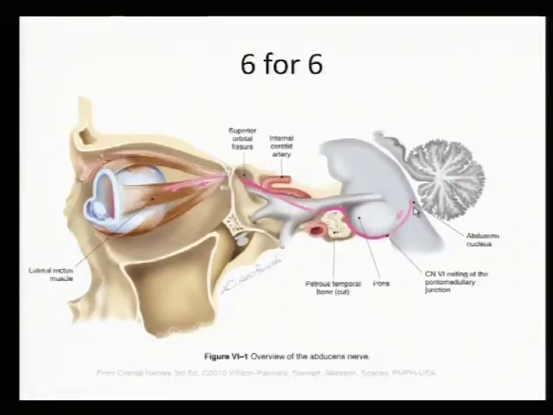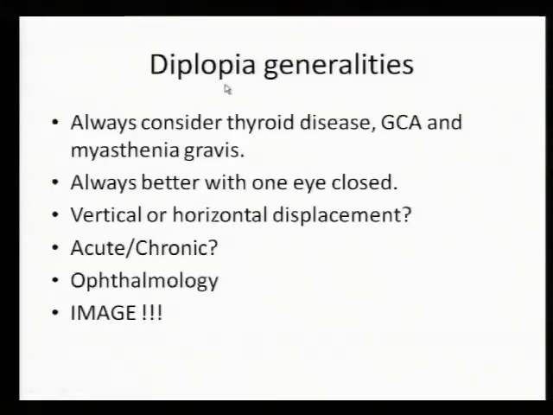But then, likewise, you can reside all the way into the pons. So, the generalities for double vision, horizontal, or skew, is that you always worry about thyroid disease, giant cell arteritis, and myasthenia gravis. That should be done in the emergency room, in your office, just get it done.